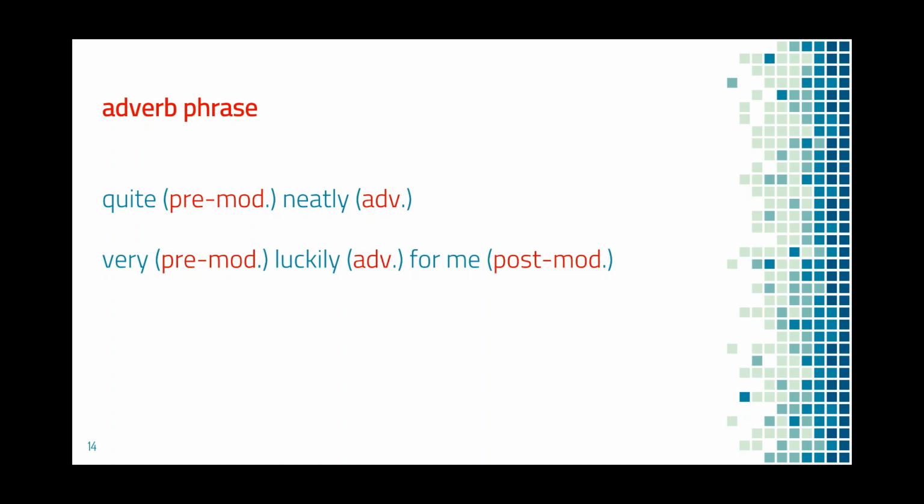Look at the other phrase. Still, it's an adverb phrase. Very luckily for me. Now, very is a pre-modifier, luckily is the adverb, and for me is a prepositional phrase which functions as a post-modifier.